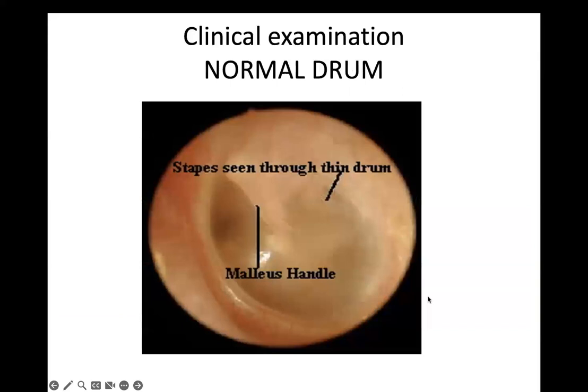So for a clinical examination, this is what you see when you look through the otoscope usually. This is the tympanic membrane. It's usually pale or grayish. This is the imprint of the malleus bone. You'll see a light reflection, and apparently you can vaguely see the stapes here. I can't, but I think it's because it's not high quality. But yeah, this is how a normal eardrum, or tympanic membrane, would look.